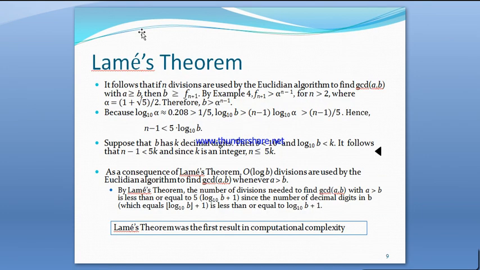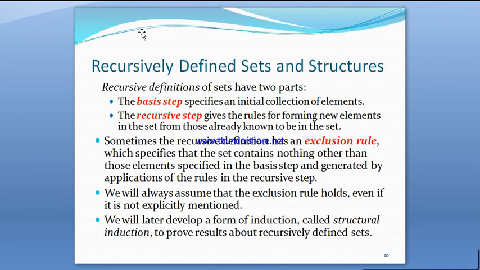Now let us consider how sets and structures can be recursively defined. Similar to the recursive definition of functions, sets and structures can also be defined recursively.